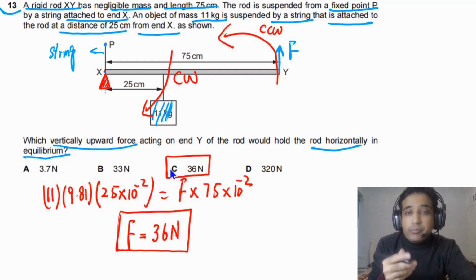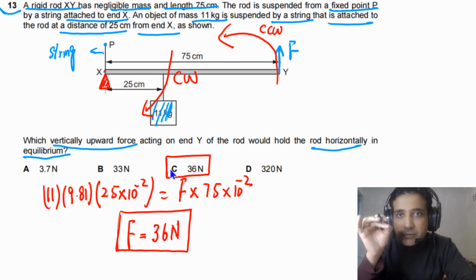It means two conditions you have to use. The net moment about any point has to be 0, and the net force in any direction has to be equal to 0. Sometimes we can use only one condition to answer the problem. Sometimes we have to use both of them to find the solution. So this is the only way to answer this type of problem.